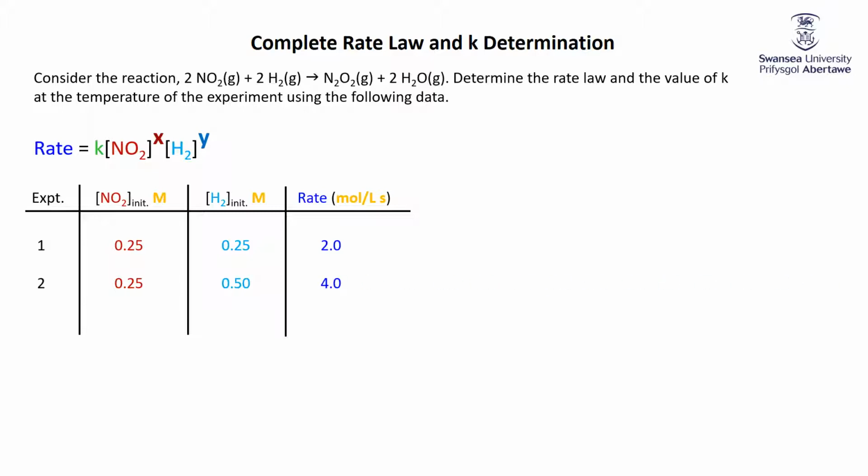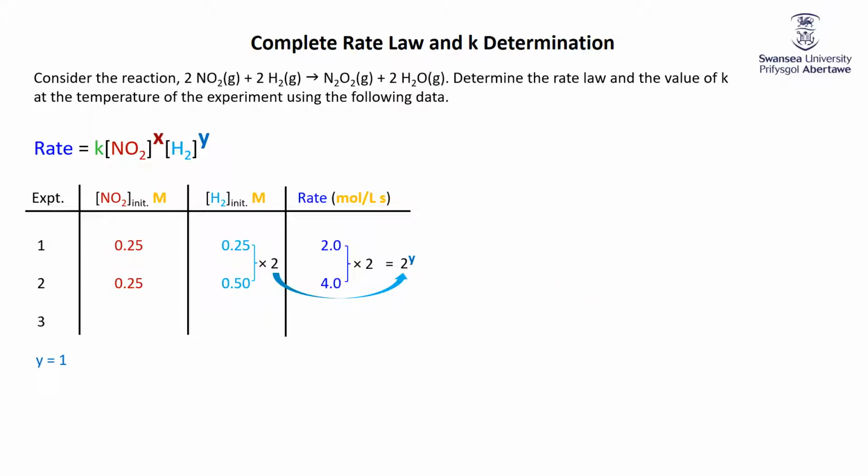Now what we would do is we would say, well, what did we do here? From experiment 1 to 2, we doubled the concentration of H2. And what we saw happening was that the rate also doubled. So change the concentration of H2, change the rate to the same extent. In other words, Y, the order of the reaction for H2, must be 1. Because whatever we do to H2, we do it to the power of Y to the rate. And seeing as how when we doubled H2, we doubled the rate, that must mean Y was 1.